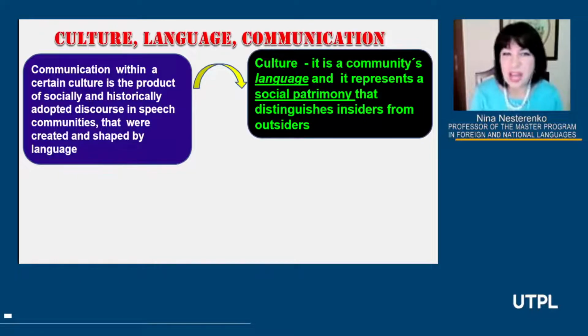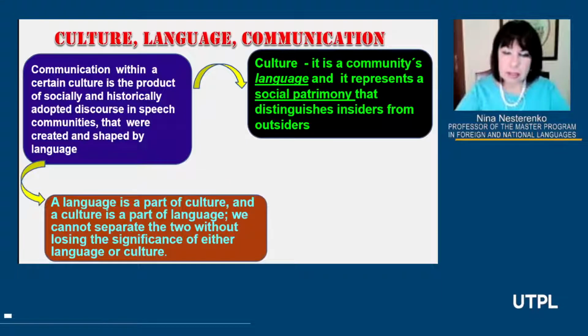Culture, consequently, is a community's language, and it represents a social patrimony that distinguishes insiders from outsiders. Example: when you travel to the United States and you hear someone speaking Spanish, you can immediately identify, okay, this person is from Ecuador or from Mexico or from Peru. How do you know this? By the words that person uses, maybe even pronunciation, the way of manipulating their voice. So we can easily identify as outsider or insider people who share the same characteristics and speak the same language. Language is a part of culture, and culture is a part of language, and consequently, we cannot separate them when we teach a foreign language.